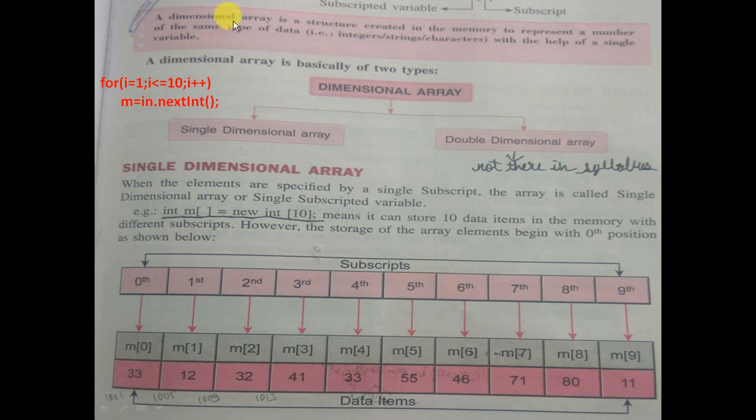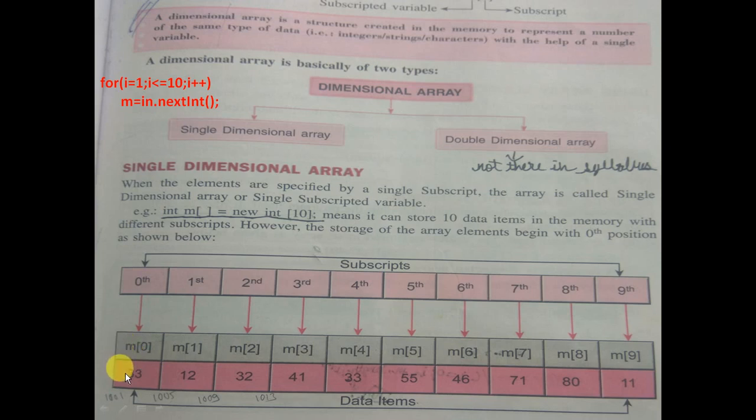An array is a structured element in the memory to represent a number of same type of data with the help of a single variable. For example, instead of just writing int m as a variable name, I write int m[] = new int[10]. So m is an array variable of integer type which can store 10 values now. Let us see how it works out.